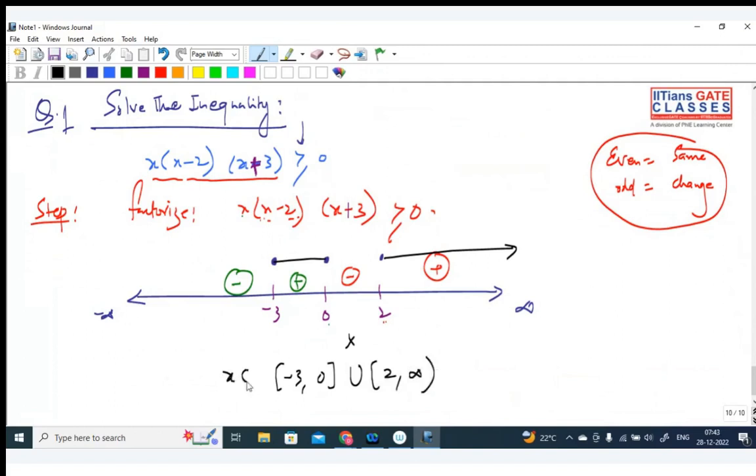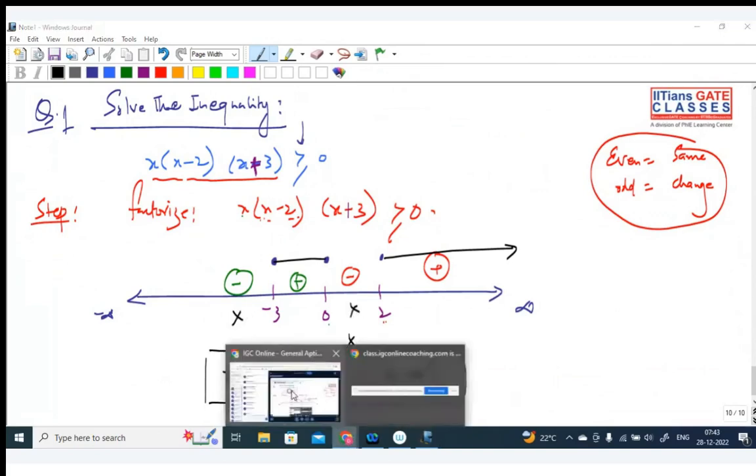Don't take this also. Don't take this and don't take this. So this becomes very easy.